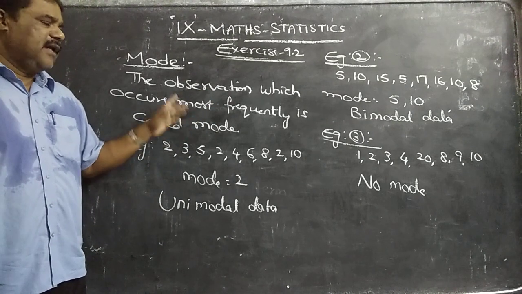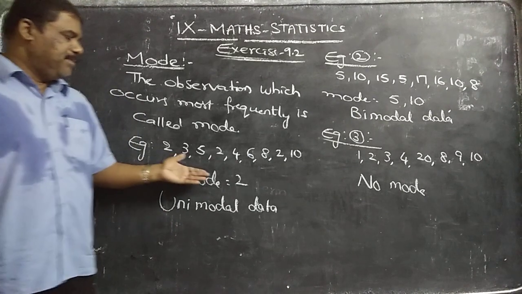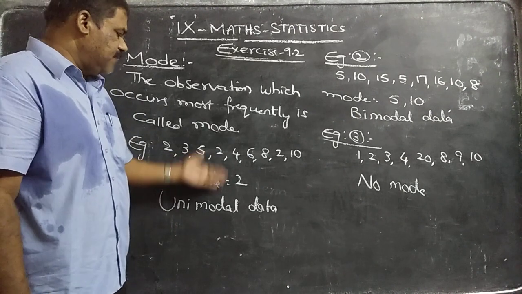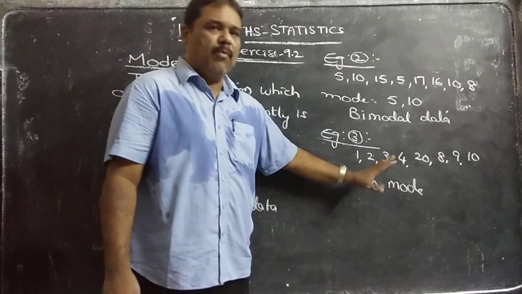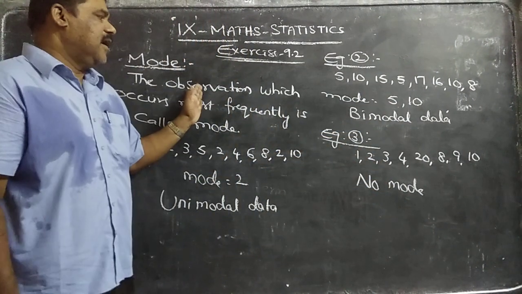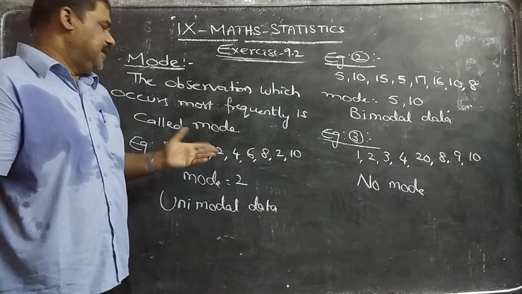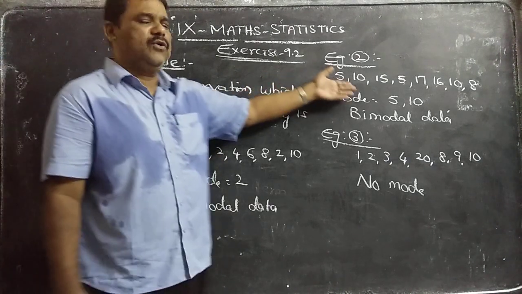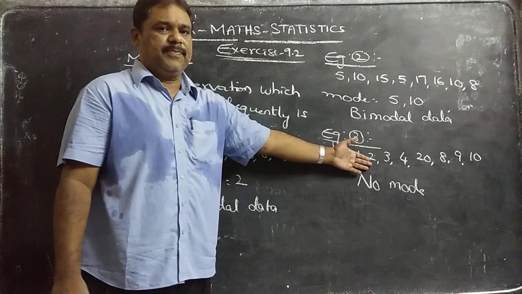For a given data, mode may or may not exist. If it exists, it may or may not be unique. Sometimes you get one mode, sometimes you get two modes, sometimes there is no mode. If it exists, don't think that there is only one mode. Sometimes you will get 2 modes, 3 modes like that, and sometimes there is no mode.